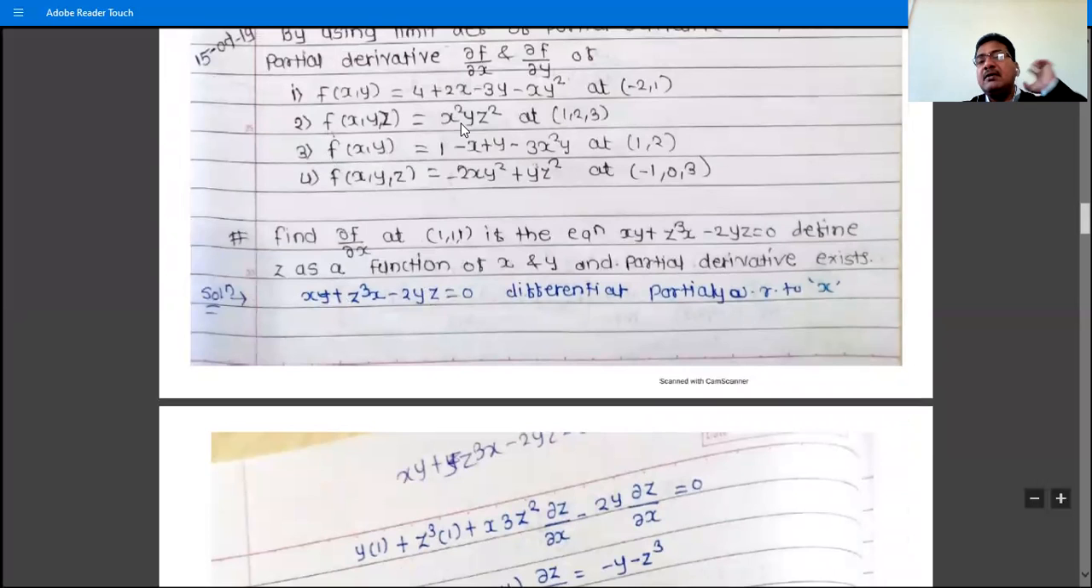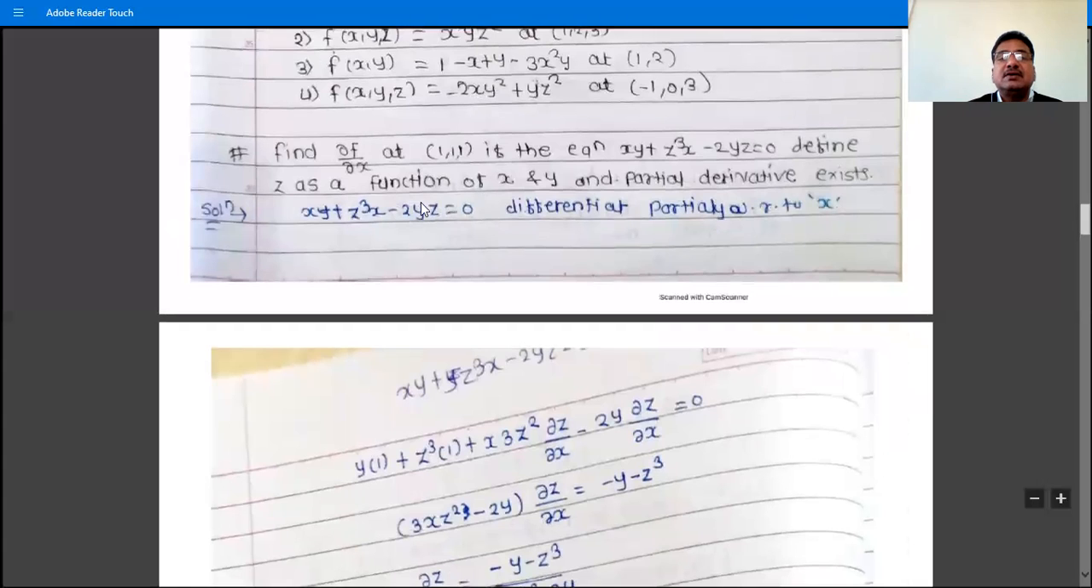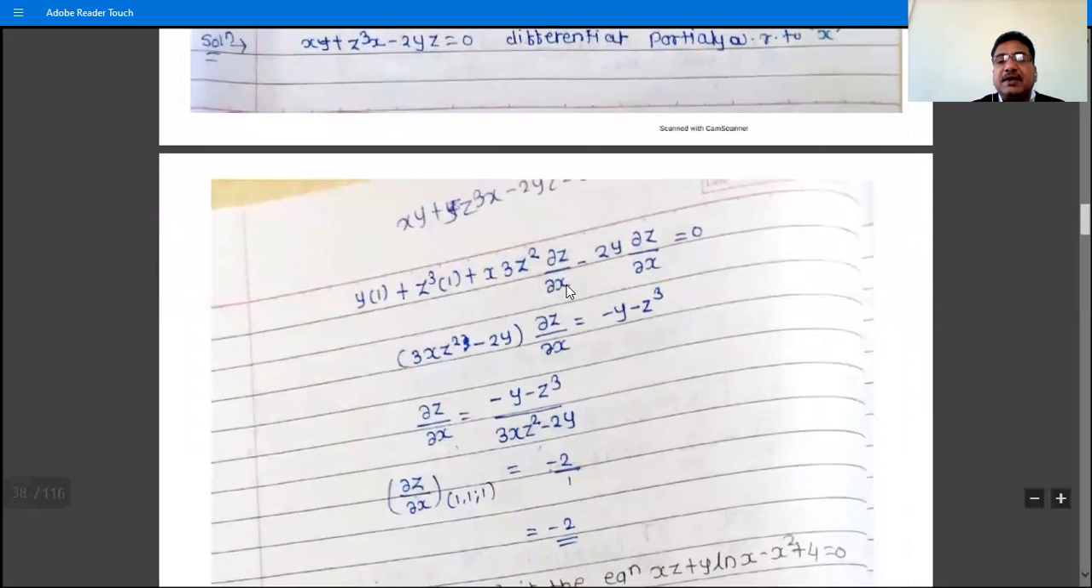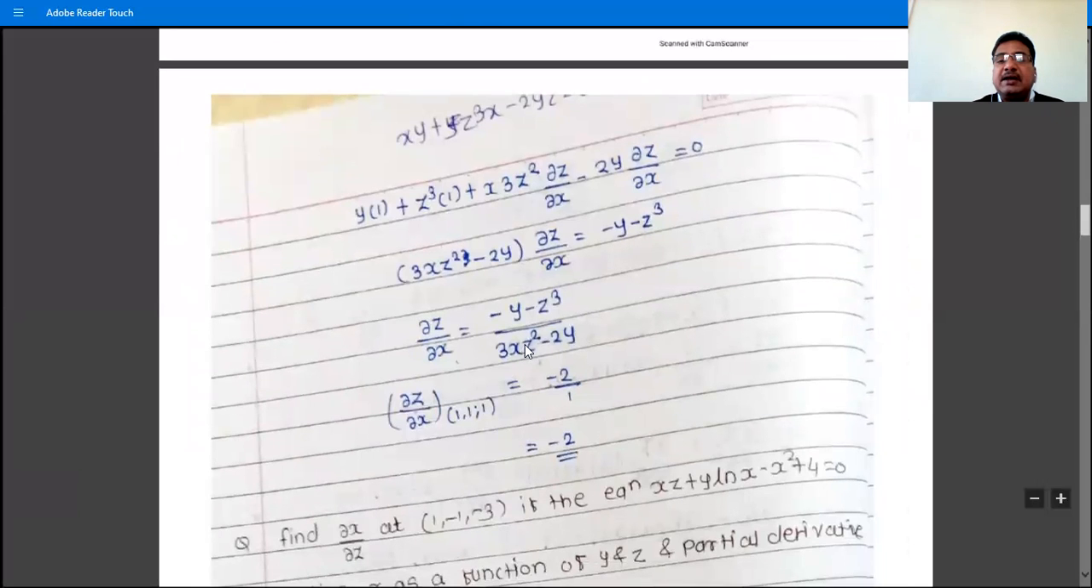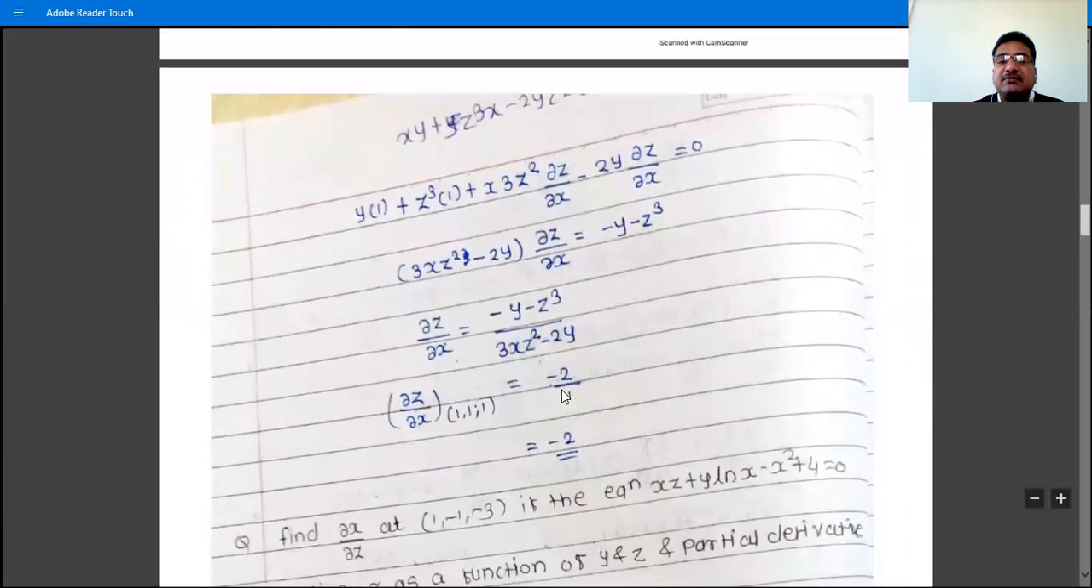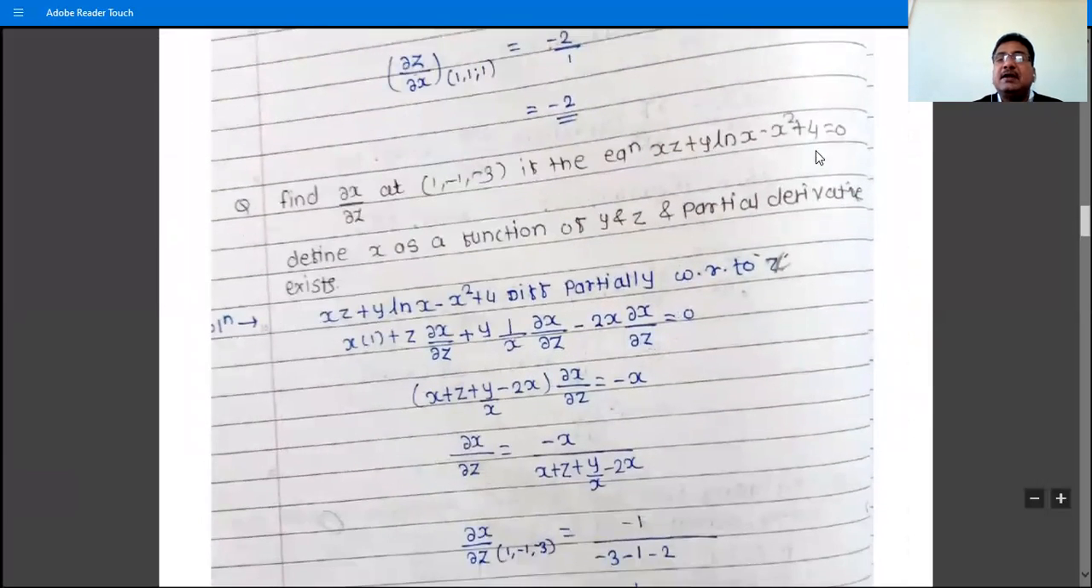Derivative with respect to y in this example, or if I have to differentiate with respect to z, then the other variables are constant. With respect to x means y and z are constant. But here, with respect to x, z is not constant because z is a function of x and y. So take ∂z/∂x as common, shift the remaining factor to the RHS, and then we have ∂z/∂x is this. And the value at 1, 1, 1 means substitute x as 1, y as 1, z as 1. We have this answer.